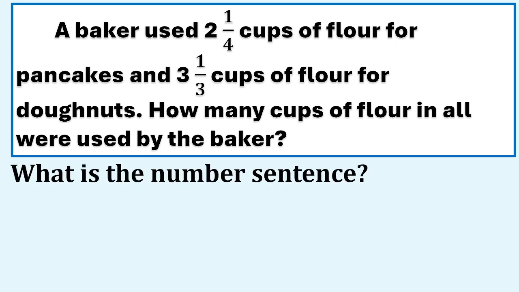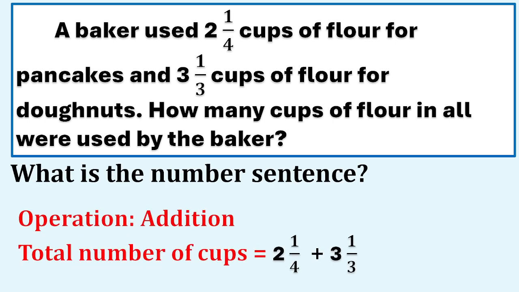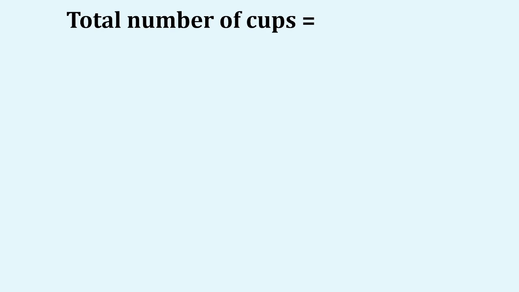What is the number sentence? The operation will be addition. Total number of cups equals 2 1/4 plus 3 1/3. Solution. Let us find the total number of cups equals 2 1/4 plus 3 1/3. Let's answer this using LCD.